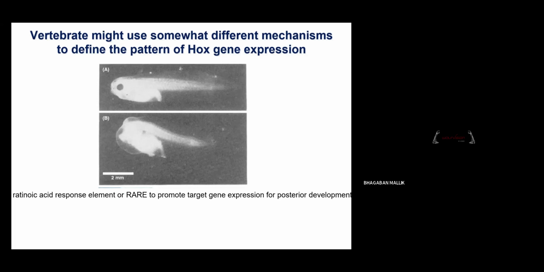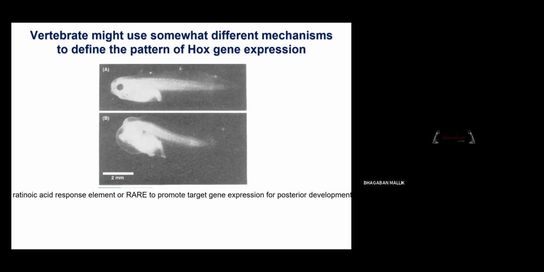So the retinoic acid enters into the cells and binds to the retinoic acid receptor in the cytoplasm. And that complex, retinoic acid with the retinoic acid receptor, the entire complex translocates to the nucleus and binds to the retinoic acid responsive element to promote gene expression, to promote the Hox gene expression, so that you have expression of Hox genes and you have the anterior-posterior development in the animals.